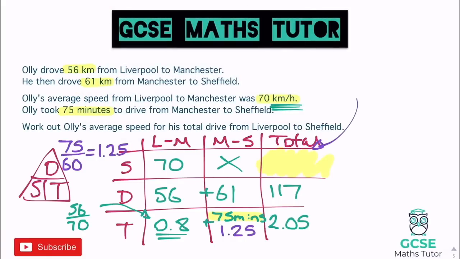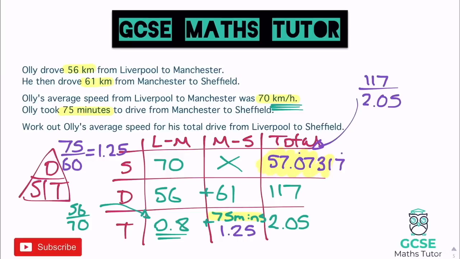So speed is distance over time. So we have 117 divided by 2.05. Let's see what we get. And we get a pretty nasty number here. We get 57.07317. There we go, and there's a recurring decimal above the 0 and above the 7.